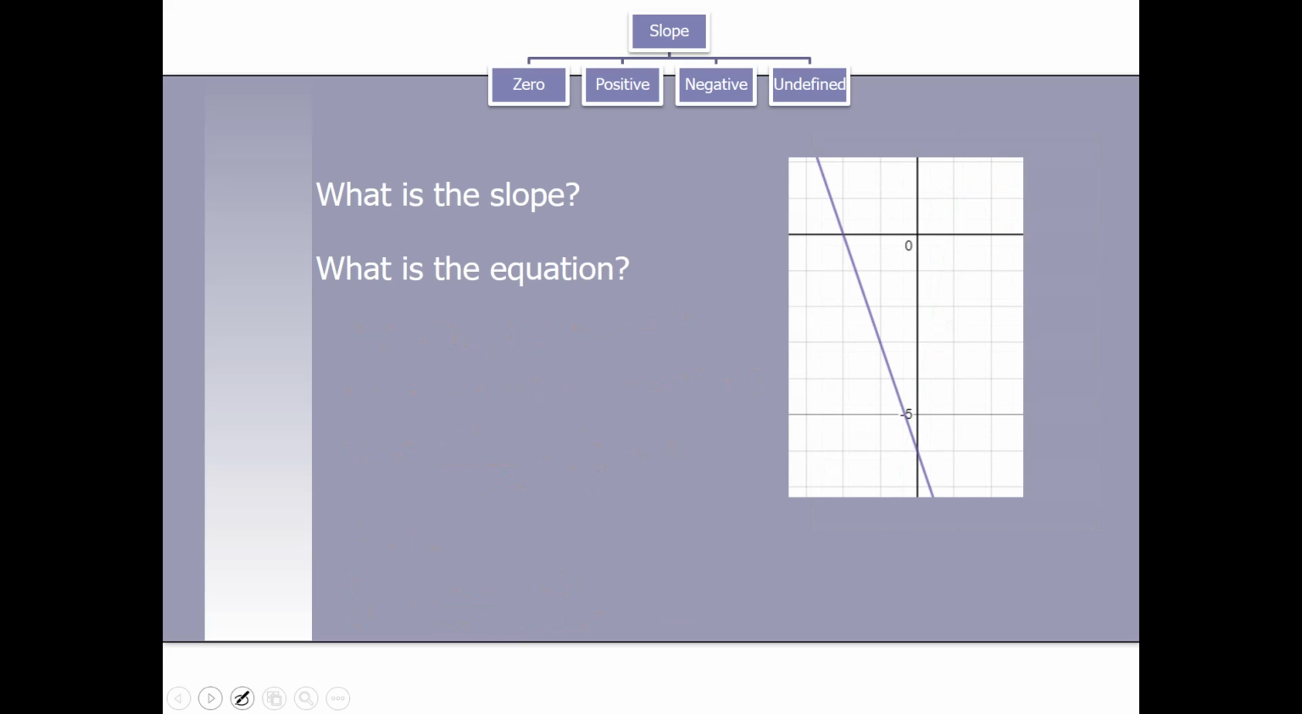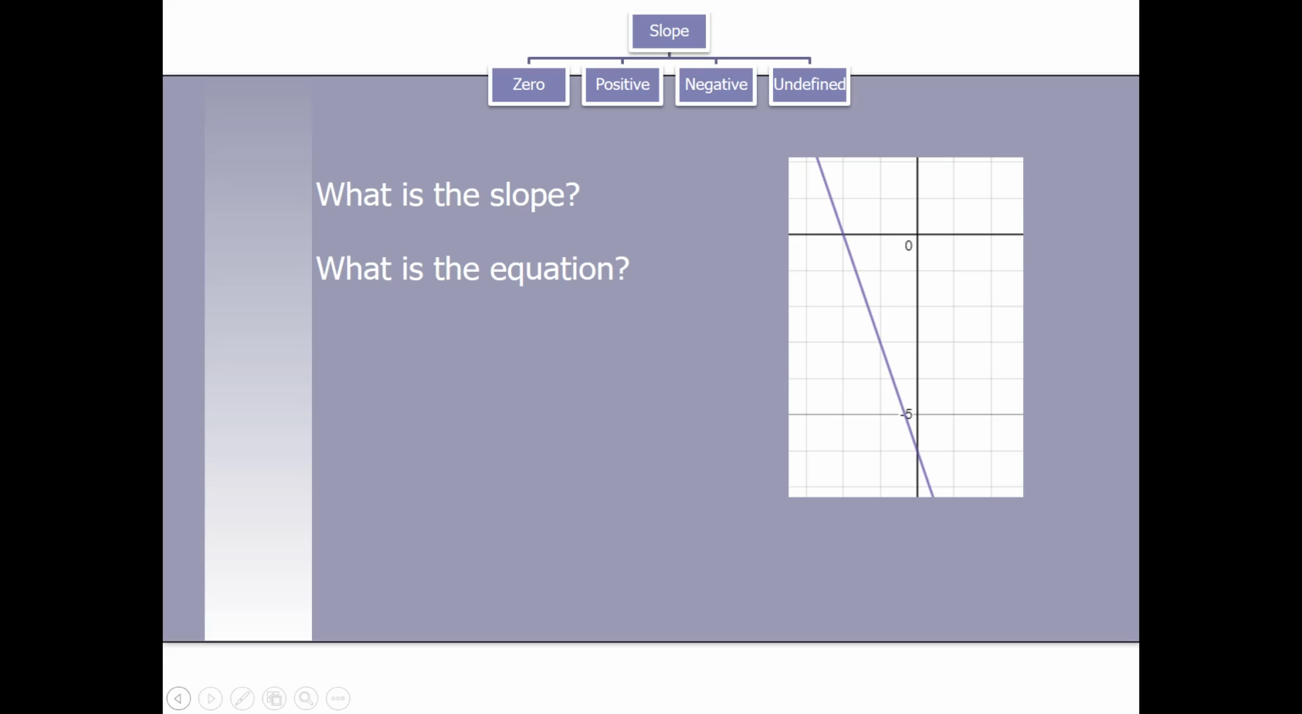How about this one? I will leave this one for you at home. You can solve it and determine the slope and the equation of this line. Okay, I think that's it for this topic, and then I will see you in the class to discuss further if there is any question.